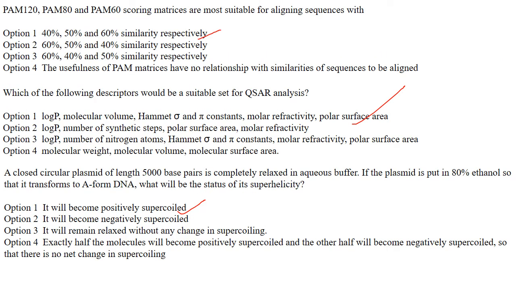PAM 120, PAM 80, PAM 60 scoring matrices are suitable for aligning sequences with. So the higher the PAM value, the lower the similarity between the sequences, or I can say that the PAM value is inversely proportional to similarity between the sequences. So the answer will be PAM 120 for 40%, PAM 80 for 50%, and PAM 60 for 60% similarity respectively. So answer will be option 1.